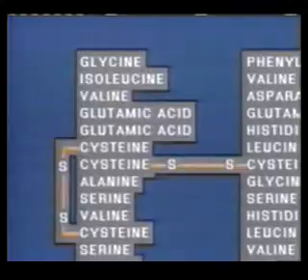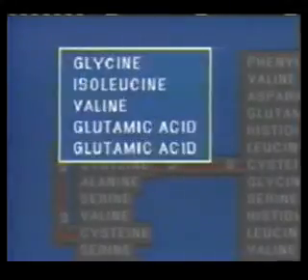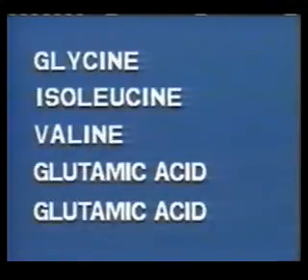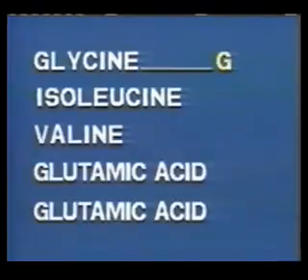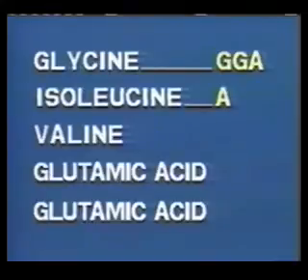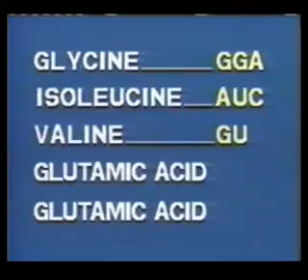The insulin molecule is known to consist of two polypeptide chains held together by sulfur bridges. Consider a small part of the amino acid sequence: glycine, isoleucine, valine, glutamic acid, and glutamic acid. The nucleotide codon for glycine is guanine, guanine, adenine. For isoleucine, adenine, uracil, and cytosine. For valine, guanine, uracil, adenine, and so on.